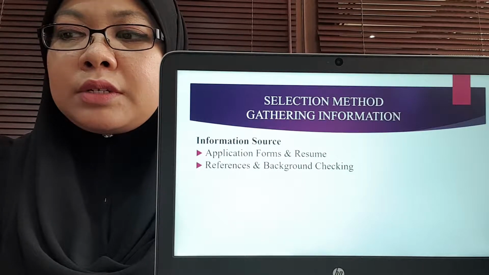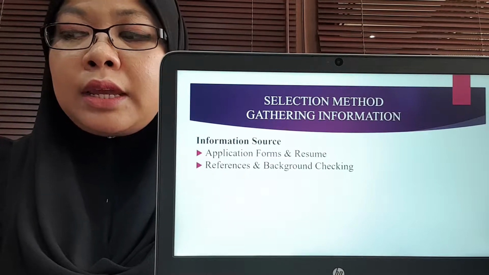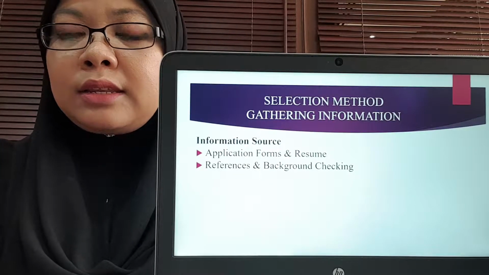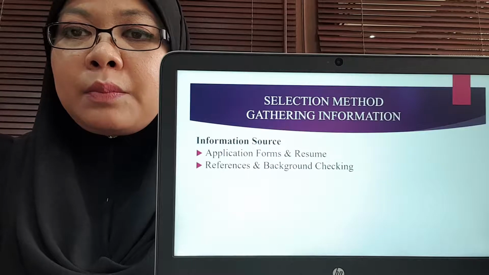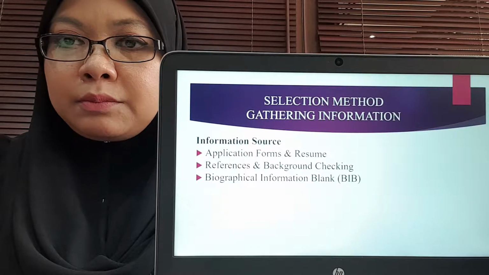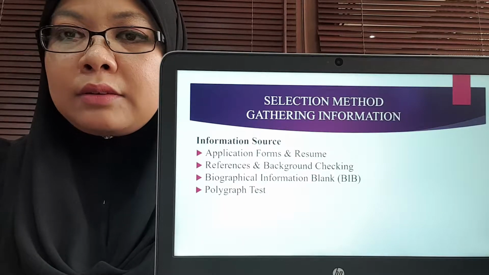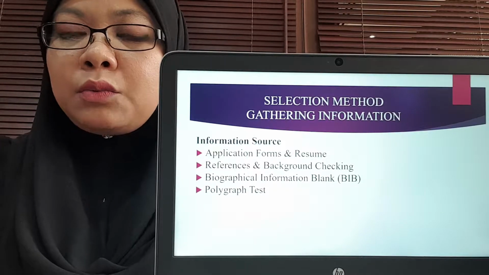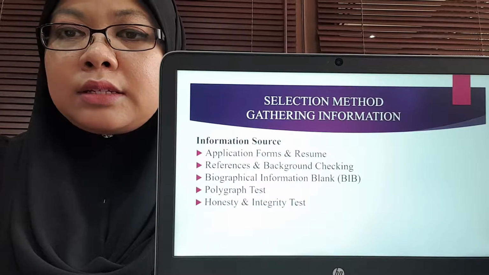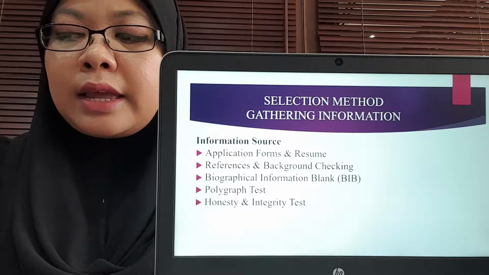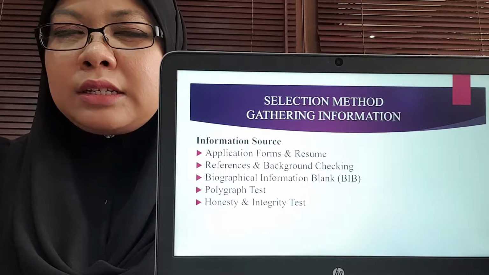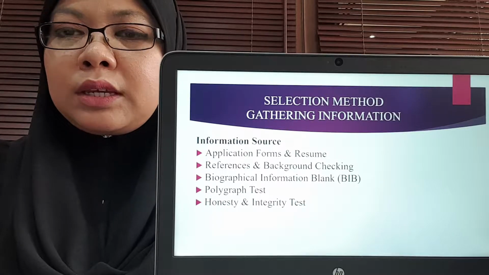After that are references and background checking, which will validate all information and add info that is not stated in the resume and application form. Biographical information blank, BIB. After that is the polygraph test, which is the lie detector machine procedure. And after that is the honesty and integrity test, which measures both honesty and integrity, especially for employees working in the banking sector.